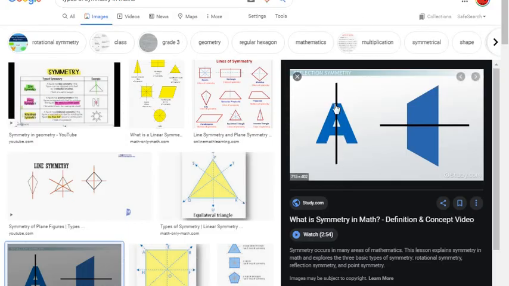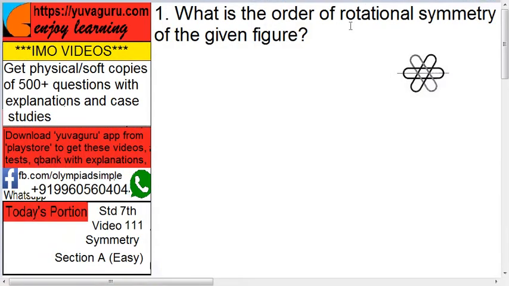This is A. If you fold this A on this line, both the parts will exactly match. Similarly, if you fold this figure on this line, these things will exactly match. That is the meaning of symmetry. If you stand in front of a mirror, you will exactly match. That is symmetry. So, coming back to rotational symmetry.